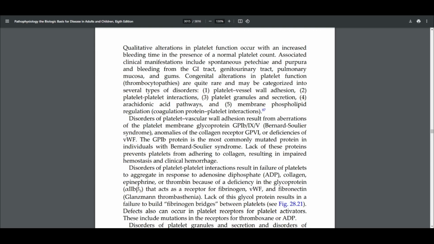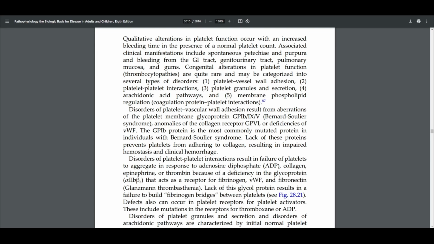Qualitative alterations in platelet function occur as an increased bleeding time in the presence of a normal platelet count. Associated clinical manifestations include spontaneous petechiae and purpura, and bleeding from the GI tract, genitourinary tract, pulmonary mucosa, and gums. Congenital alterations in platelet function are quite rare and may be categorized into several types of disorders, including platelet vessel wall adhesion, platelet-platelet interaction, platelet granules and secretion, the arachidonic acid pathways, and membrane phospholipid regulation.